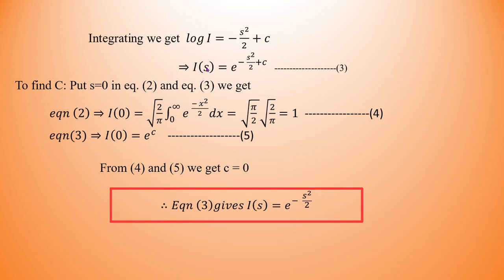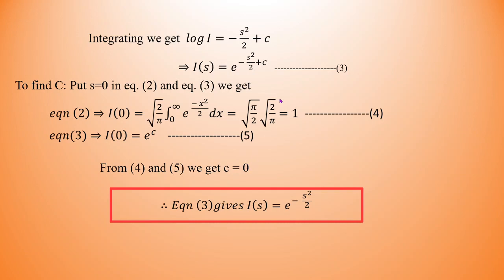Similarly, on putting s equal to 0 in equation 3, we have e raised to power 0, that is 1, into e raised to power c by law of indices. So 1 into e raised to power c is e raised to power c. So we have equation 4 and 5. Now just comparing this, we get e raised to power c is equal to 1. For what value of c will e raised to power c be 1? That is for c equal to 0.